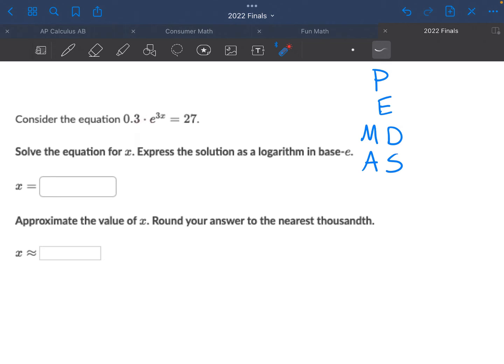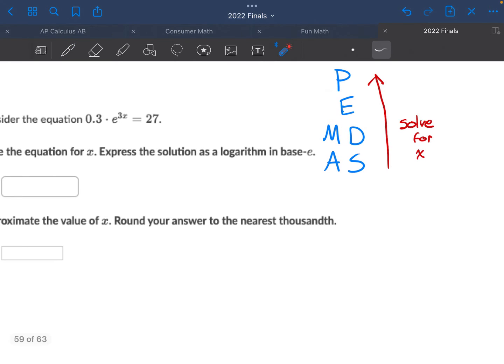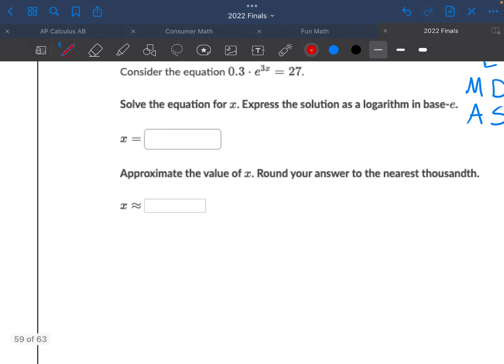Well, the problem with this 3 times x is I can't just divide both sides by 3 because it's trapped in the exponent. It's trapped up here in this higher level. And to undo, to solve for x, you always do this direction. From the bottom to the top is solving for x, which means I first have to get rid of this one first. So I'm going to divide both sides by, and I have plenty of room down here, so I'm going to rewrite the problem.